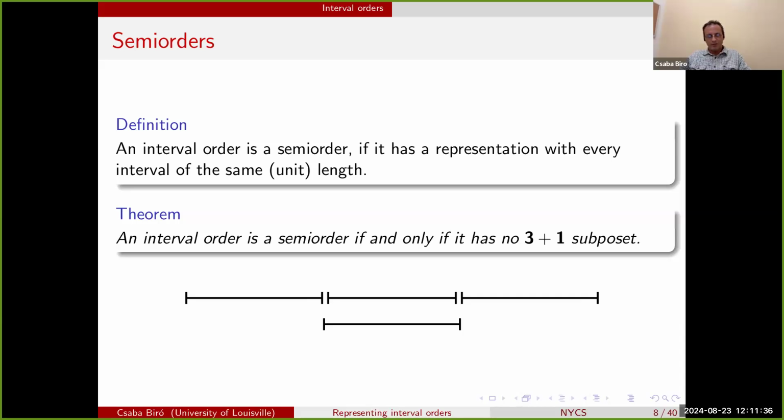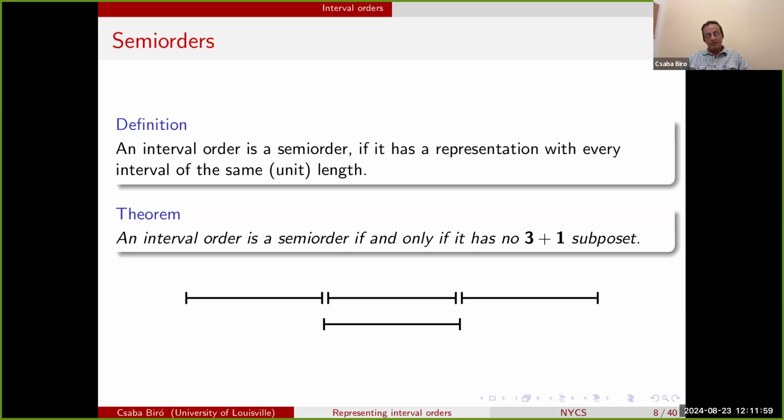3 plus 1 is not a semi-order. If you try to do a representation, you can try to cheat like I did on this picture. It almost looks like I succeeded, but the middle interval on the top line is a little shorter. So they're not all the same length. And it's pretty easy to see why 3 plus 1 cannot ever be represented with intervals of the same length.